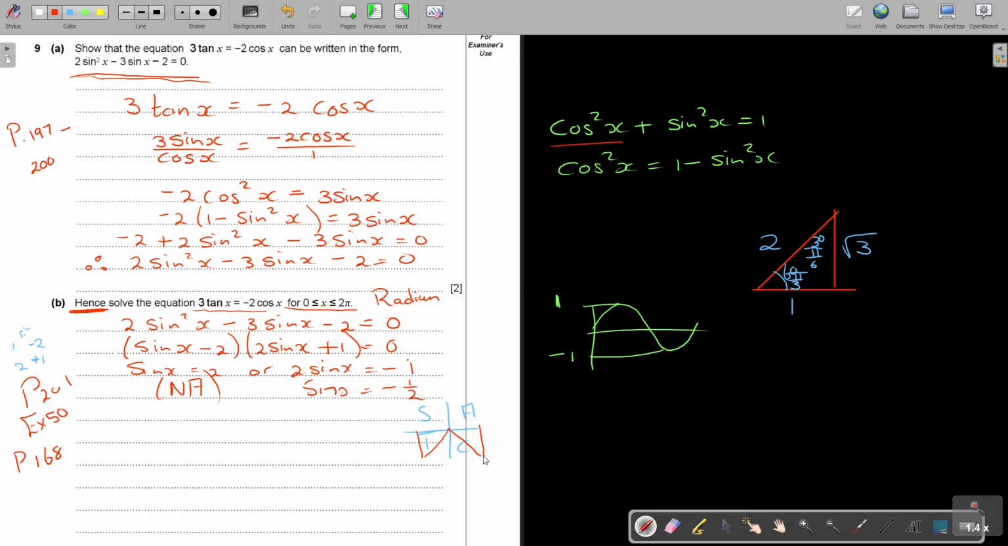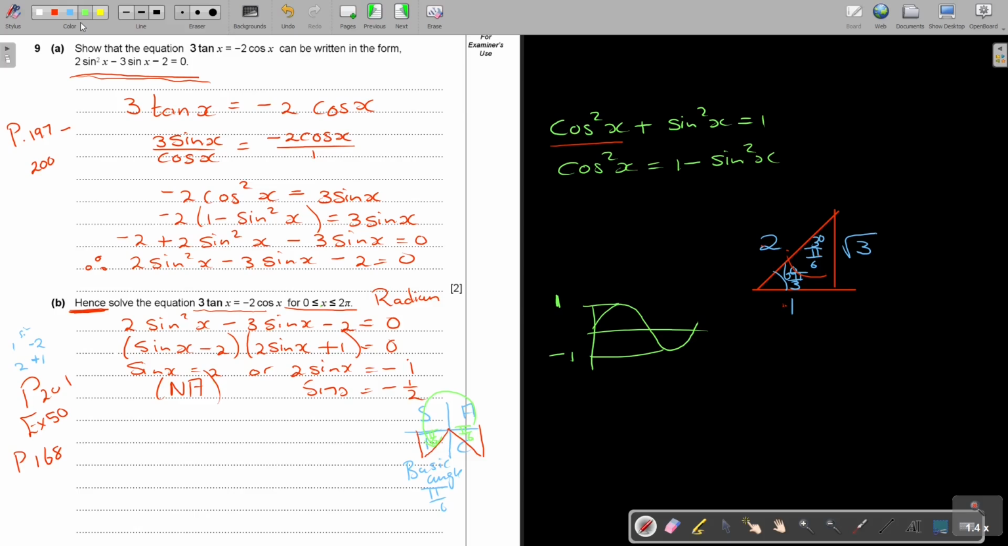The rest, if it's 1 over 2 and it's sin, do you see? Sin is opposite over hypotenuse, then it's pi over 6. So that basic angle will be pi over 6. That angle there is pi over 6. But I'm looking from there to there.